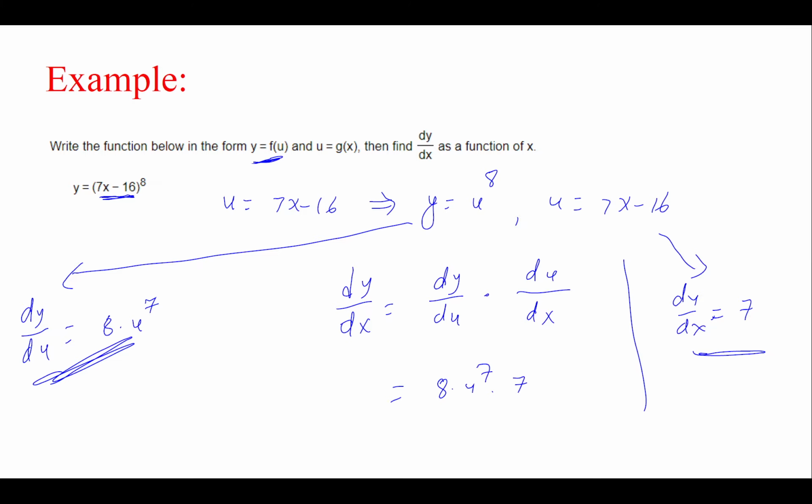Eventually, we want to find the rate of change of y with respect to x. Your answer is in terms of u. We don't want to keep the answer in terms of u, because u also depends on x. So eventually express your answer in terms of x. 8 times 7 is 56. Plug in the value of u, which is 7x minus 16, to the power 7. So this is the final answer.